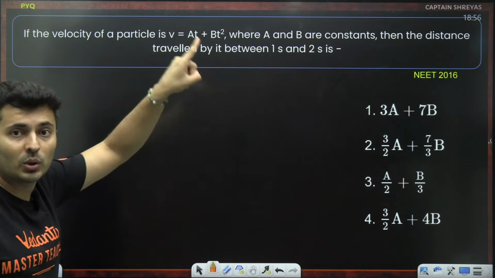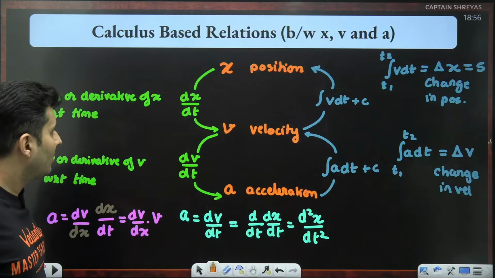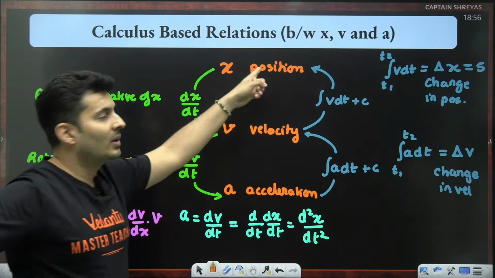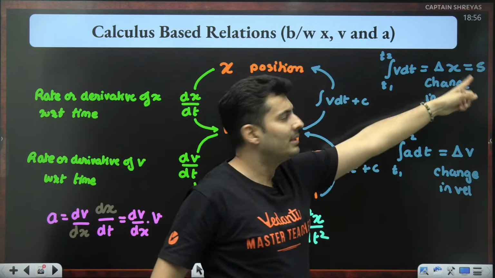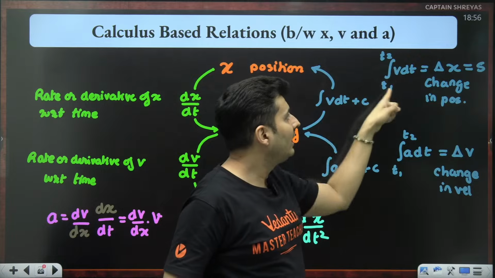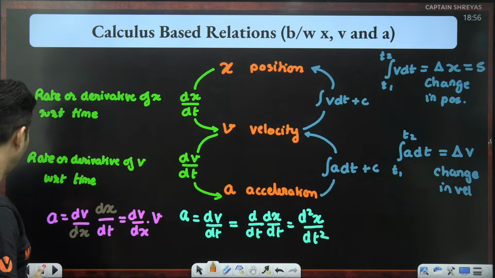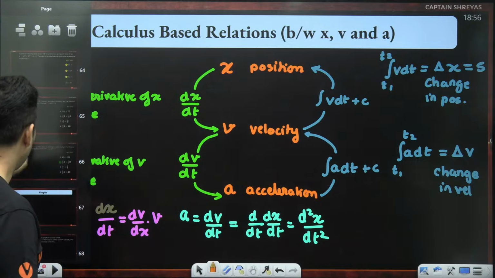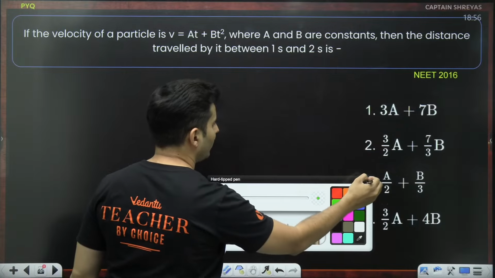From velocity, if you have to go to displacement, what did I tell you? Go back. From velocity, if you have to go to displacement, you have to integrate. And especially if you want to find a displacement directly, you do integration with limits. This is what I told you. So this is a very good diagram which will help you to analyze the question. So let's go ahead and write it down over here.